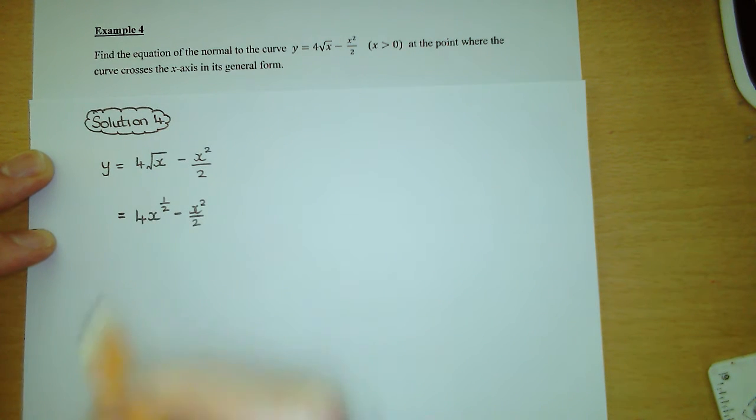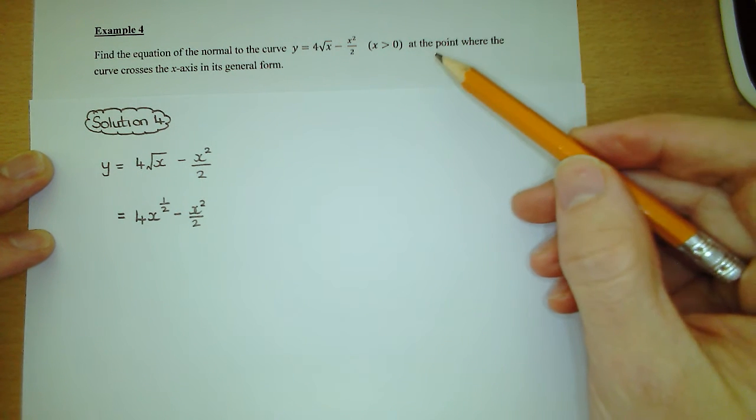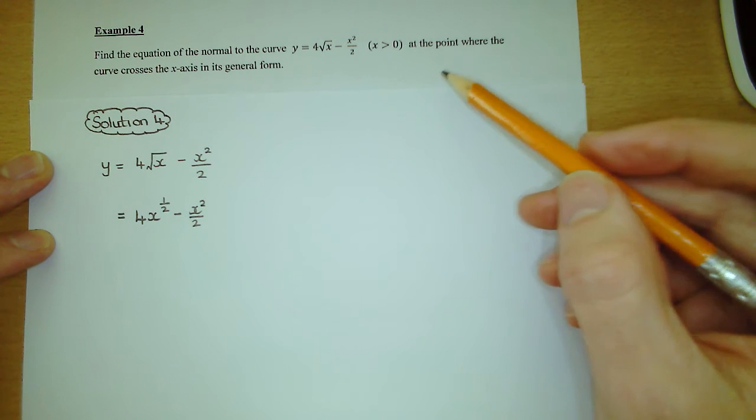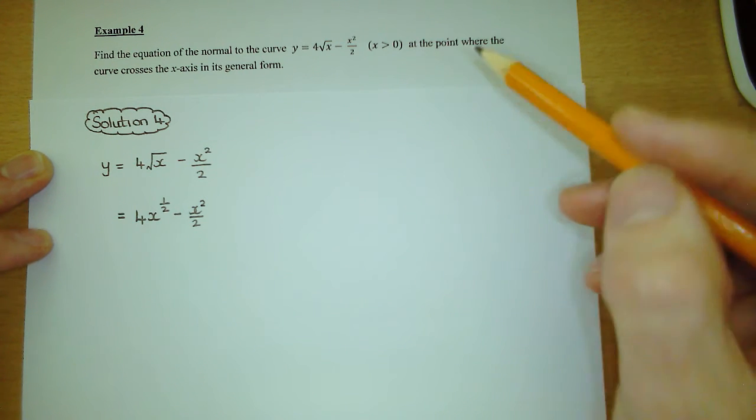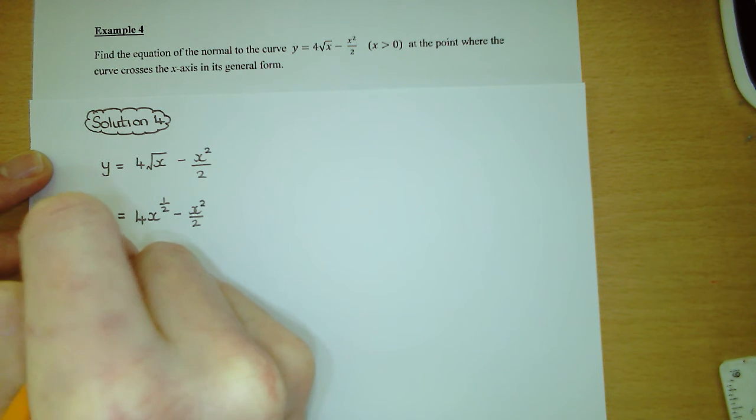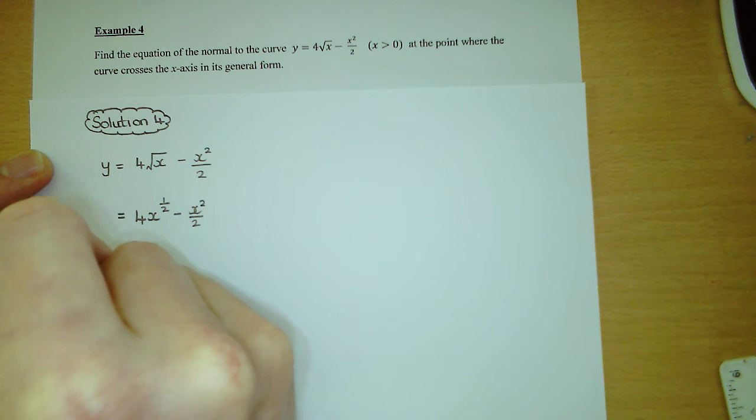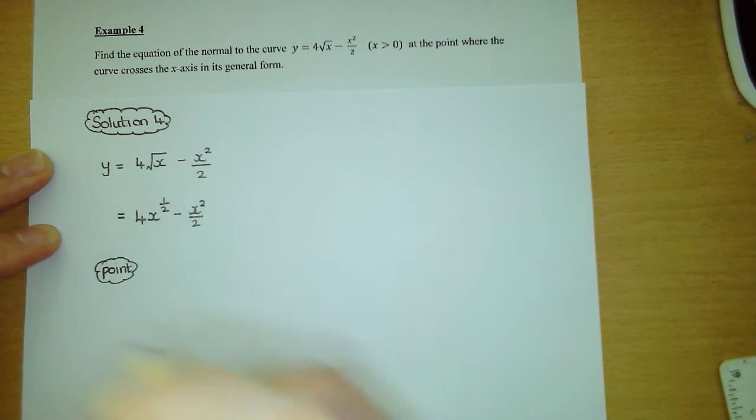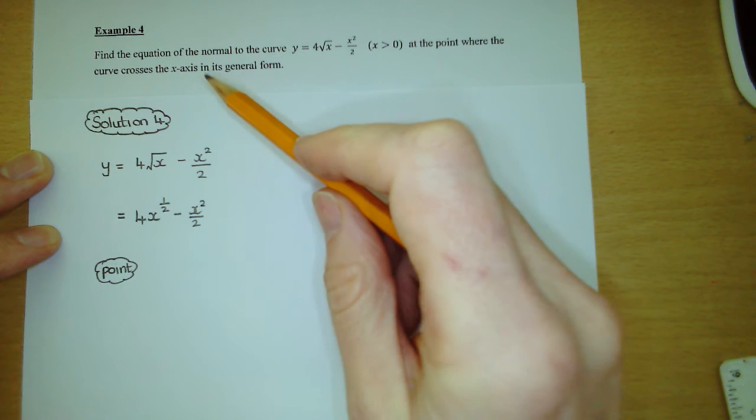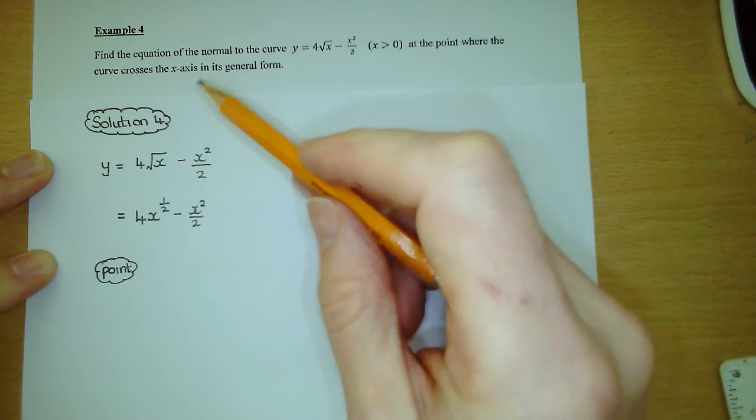So it's prepared for differentiation, but we need to get the point on the curve that the tangent and normal both go through. So that's critical. We can't do anything until we know what the point is. So, point. Now, the point is where the curve crosses the x-axis. So it crosses the x-axis when y is 0.